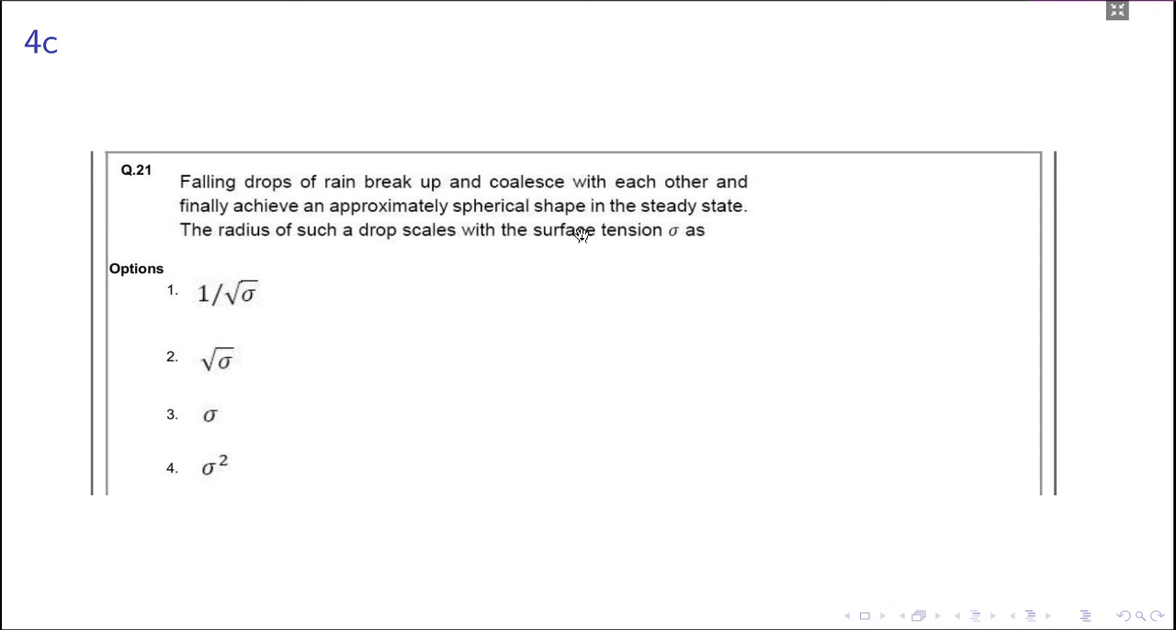And this is again a very easy one. It says there's a spherical shape. How will the radius scale with surface tension? The surface area is proportional to the surface tension, and that's the only thing you have to know. So r square is proportional to sigma, so r will be proportional to root of sigma. Okay.